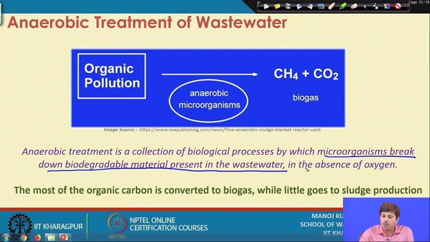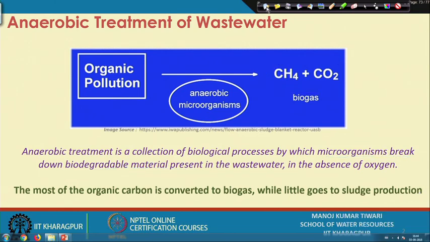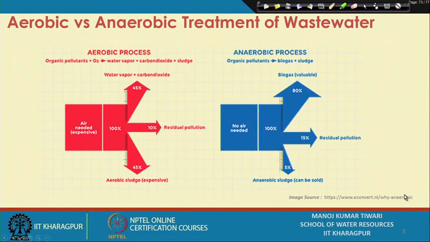Now, they break down into what? They break down primarily into biogas. Of course, there is some cell formation, and some part will go in the effluent, but the major end product remains biogas. So, most of the organic carbon is converted to biogas, while only a little goes to sludge production. That is the basic idea of anaerobic biodegradation.